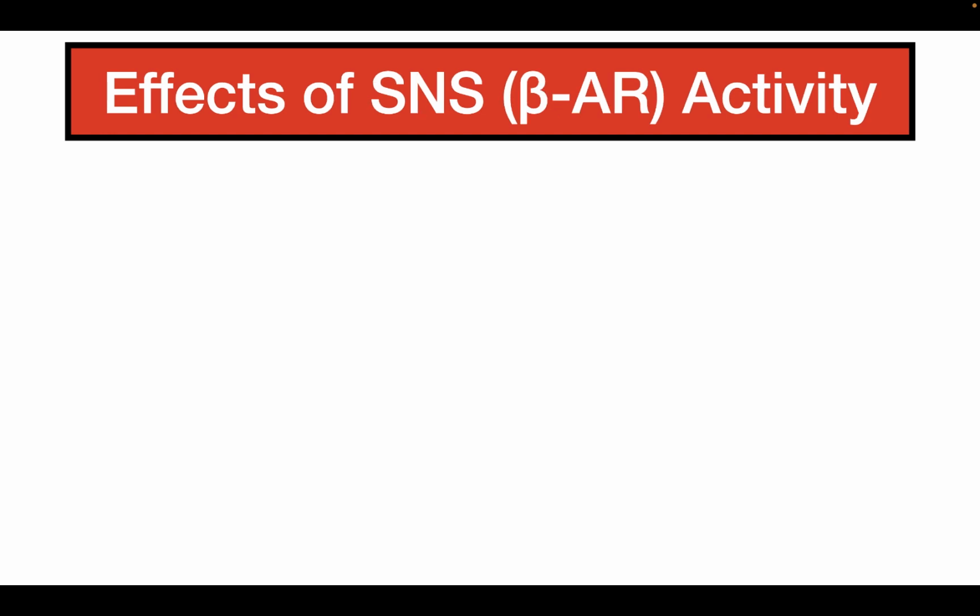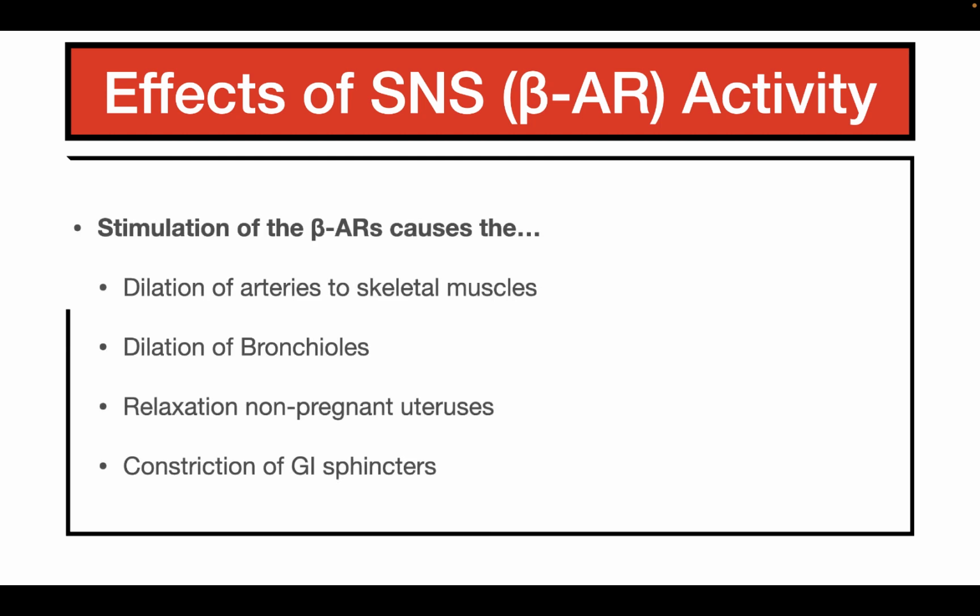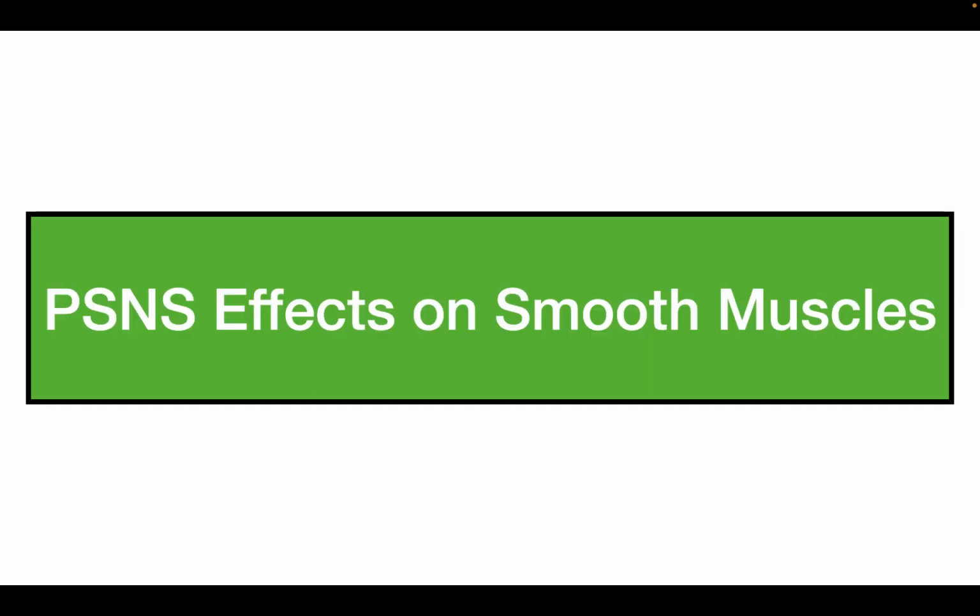Now, the beta-adrenergic receptor can cause effects too. When you stimulate these receptors, it can cause the dilation of arteries in the skeletal muscles, the dilation of bronchioles, the relaxation of the non-pregnant uterus, as well as constriction of GI sphincters. So now we're going to finish off this video by talking about how the parasympathetic nervous system affects smooth muscles.